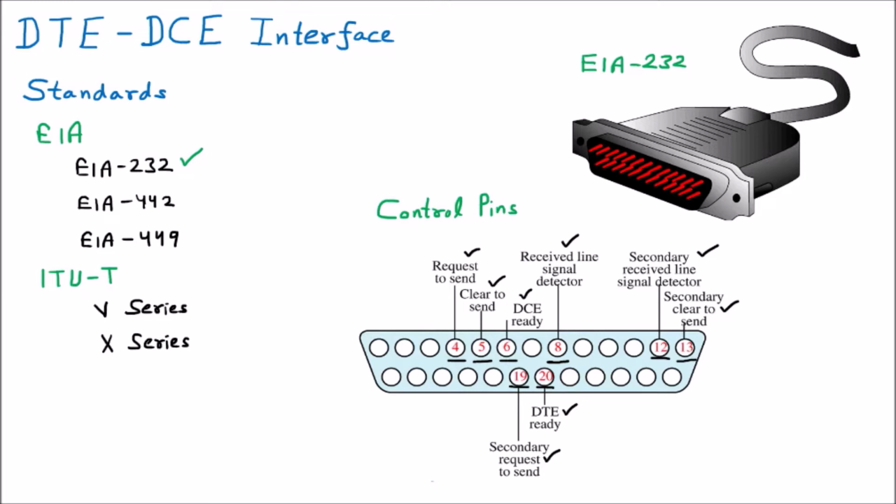So these are not data sending pins. These are the control pins. Control pins mean pins with which we control the data. Like when you want to request another person that you want to send data, that is request to send. The other person says okay, no problem, that is clear to send. When DCE is ready to send the data, DCE is ready. When DTE is ready to receive the data, DTE is ready. If the data is moving, signals are detected from the signal detector pin. So these are called the control pins.